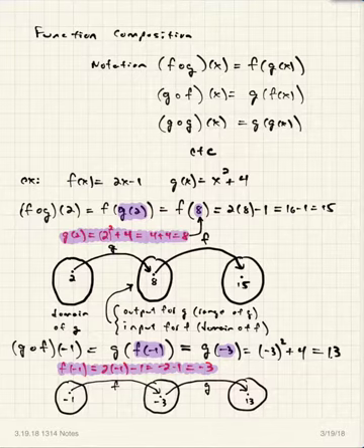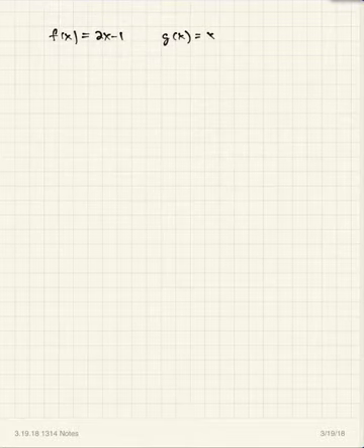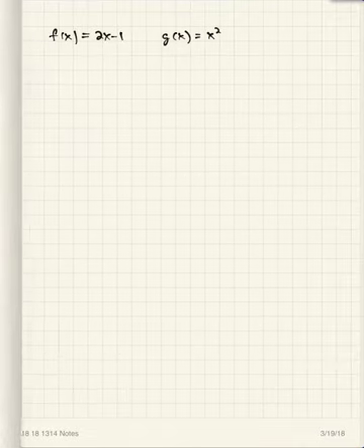All right, so now let's continue to talk about those two functions. So you have F of x is 2x minus 1, and G of x was x squared plus 4, right? X squared plus 4.